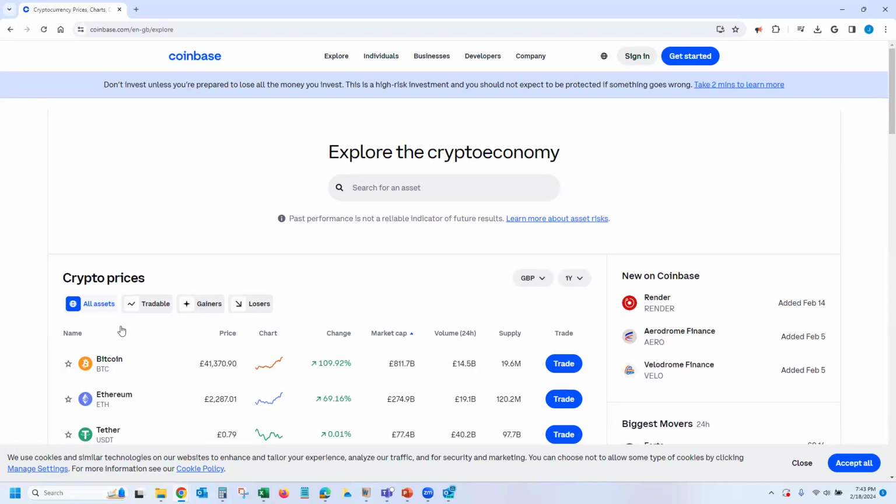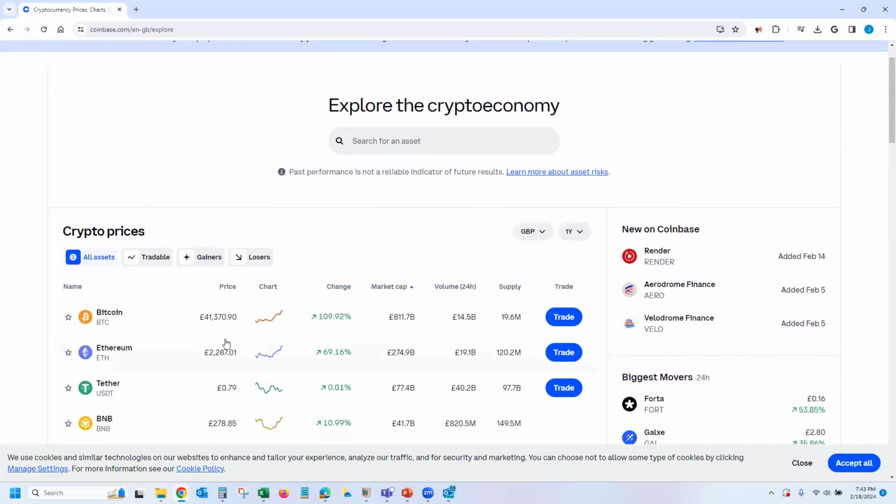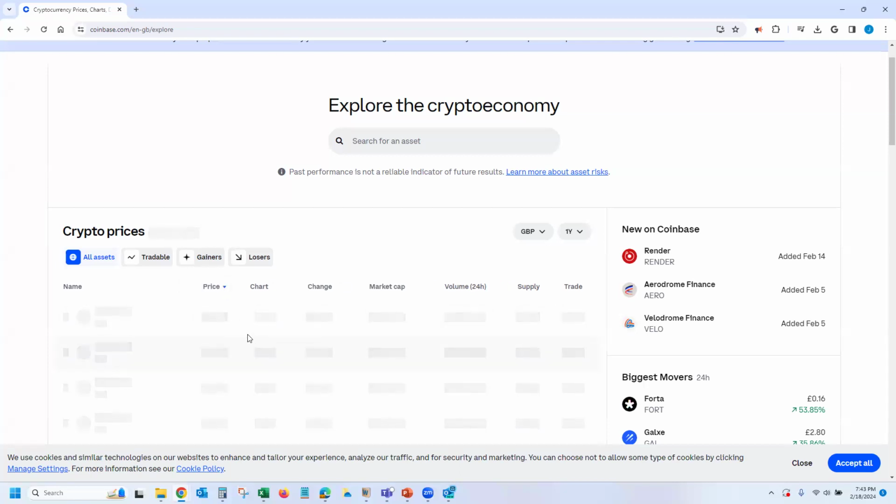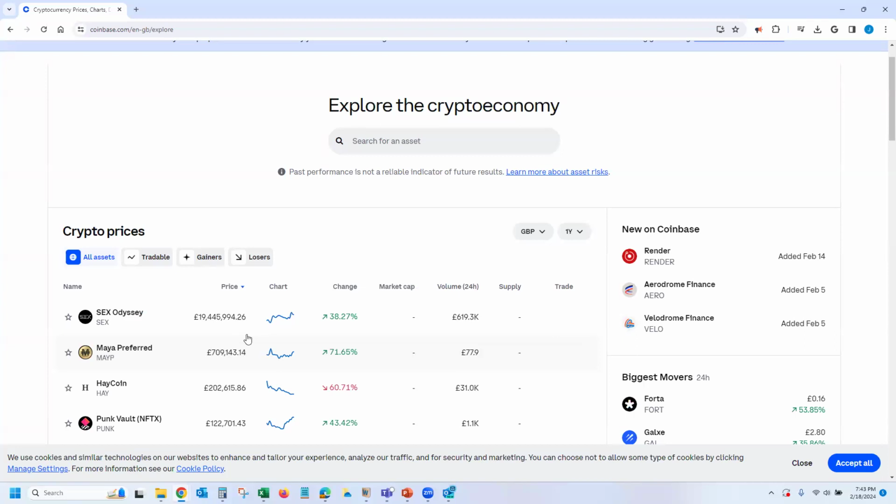Now, if I want to look at the price, say perhaps which one is the lowest price or the highest price, I could basically come to this option here and click on the price on the top, and that is going to filter the price by the amount. So you could see this particular cryptocurrency here is currently trading at 19,445,994.26 UK pounds.